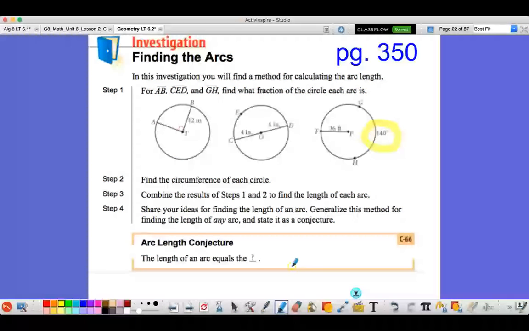And then once you've done that, see if you can write a conjecture for arc length before you unpause the video to find the solution.